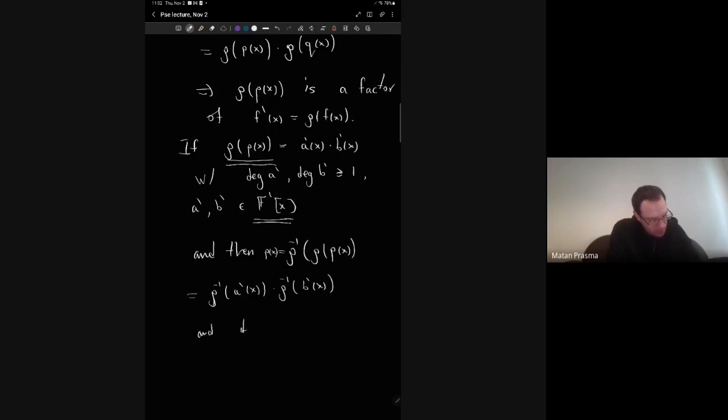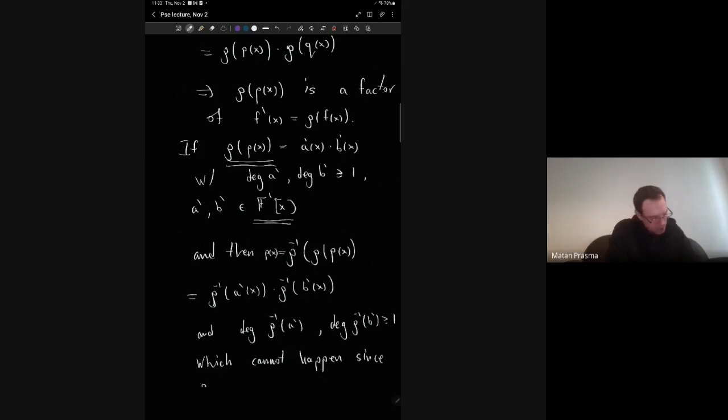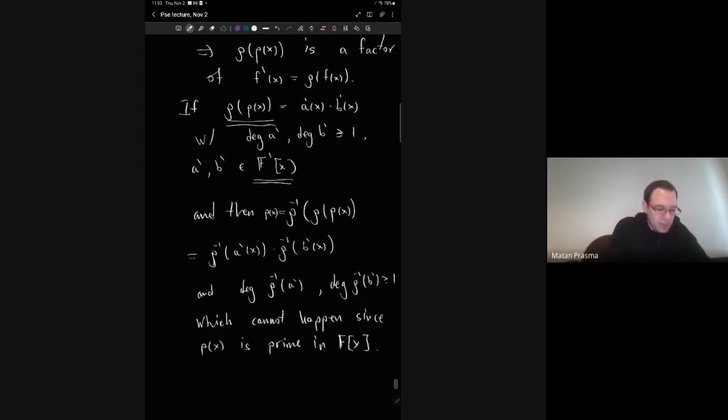And a degree of rho minus 1 a prime and the degree of rho minus 1 b prime is bigger or equal to 1, which cannot happen since Px is prime in f of x. Okay, is this point clear?